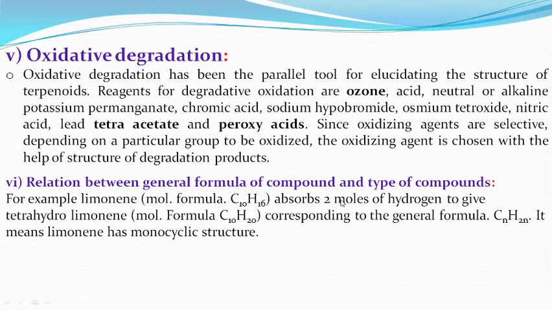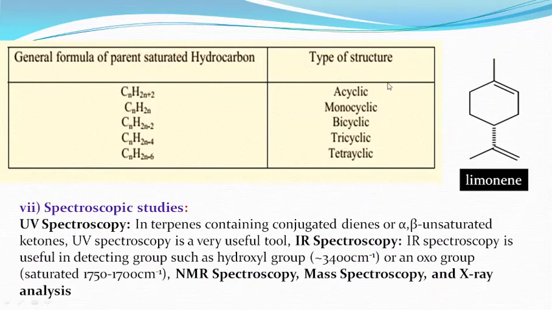Relation between the general formula of the compound and type of compounds. As for example, limonene absorbs two molecules of hydrogen to give tetrahydrolimonene. Its formula is C10H20, corresponding to the general formula CnH2n. It means that limonene has a monocyclic structure. In this way, we can also determine the structures of acyclic, monocyclic, bicyclic, tricyclic and tetracyclic compounds.